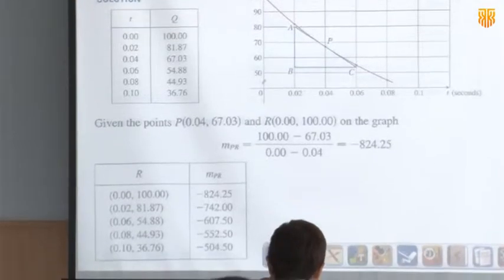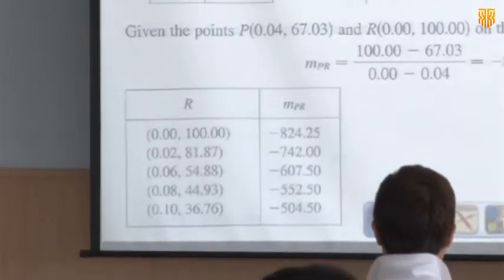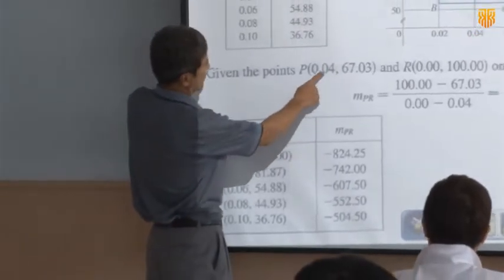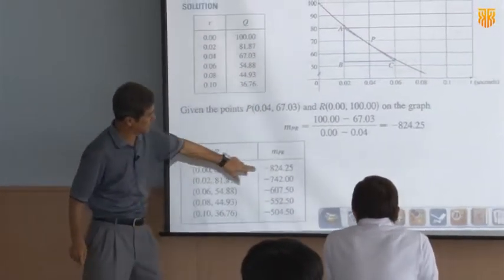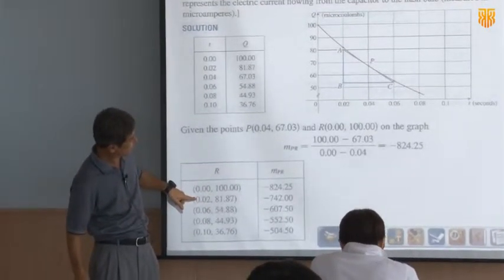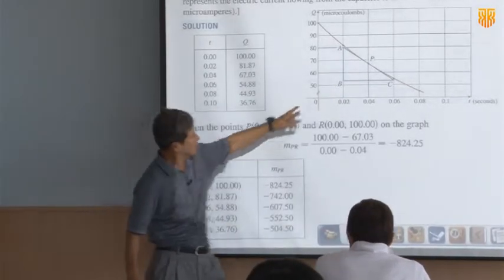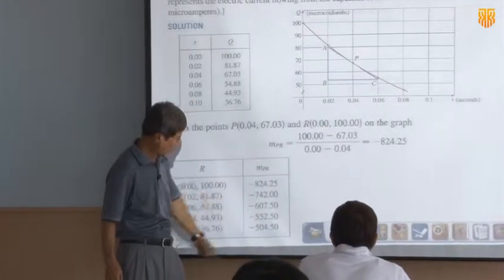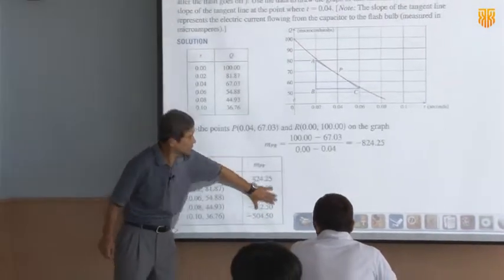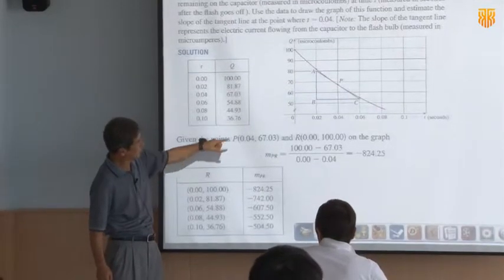Now using this kind of technique, you can find this table. What does this one stand for? Using this point and this point, you are going to have this one, minus 824.25. Using these 2 points, you get this data. Keep going this way. This is the slope of the secant line through 2 points, in this case 0.000 and 0.004.